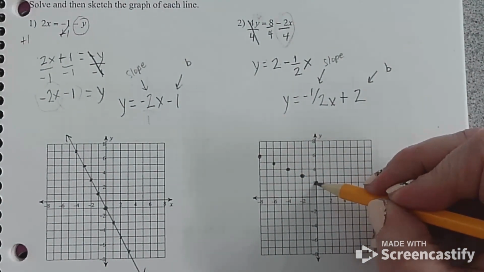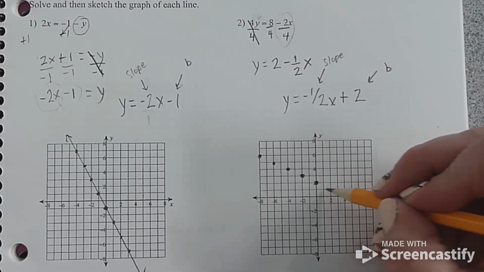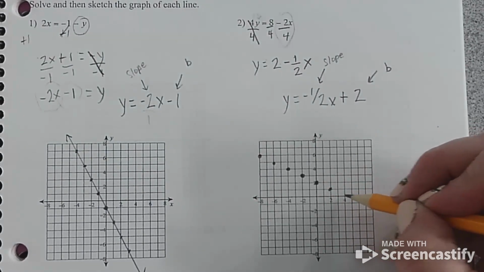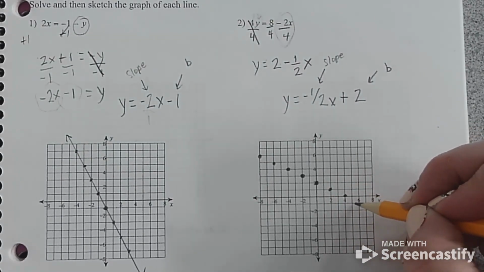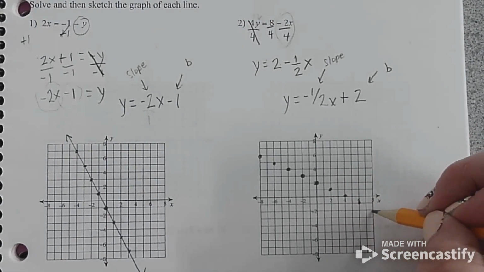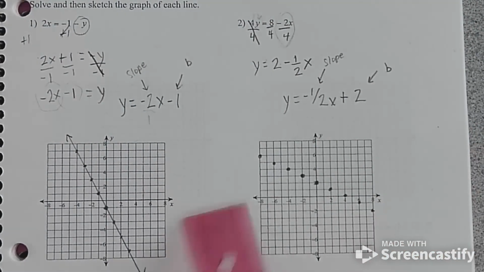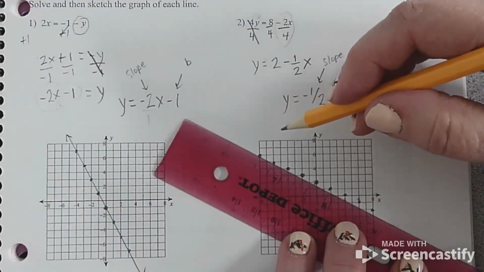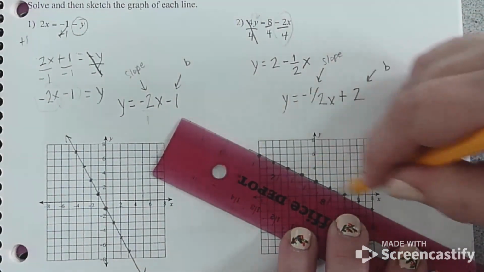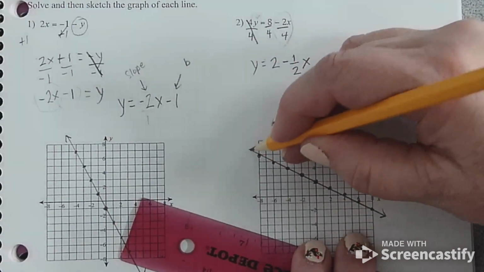Okay, then come back to our beginning point. Down 1, run 2. Down 1, run 2. Okay, so this is what our slope looks like on a graph using that equation.